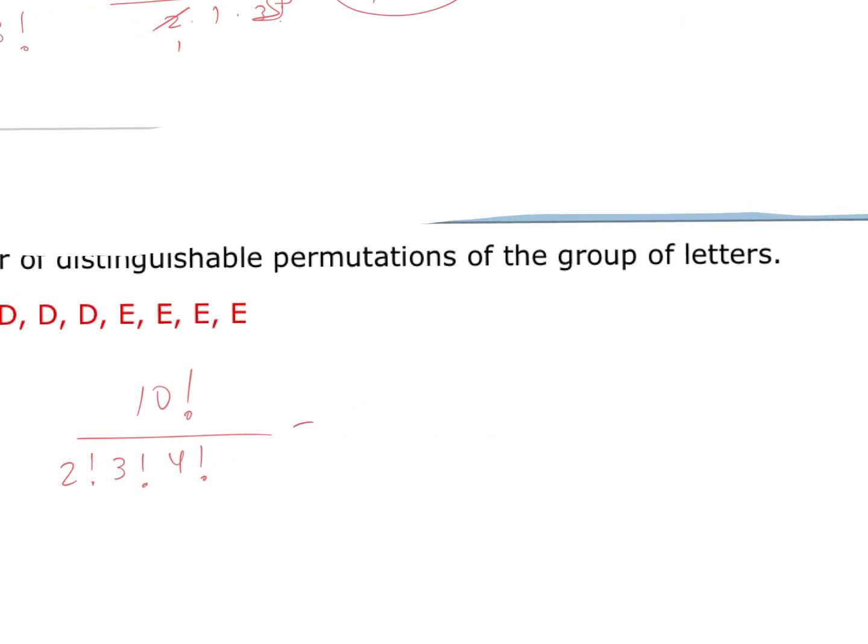Write it out. 10 times 9 times 8 times 7 times 6 times 5 times. Why can I stop at 4 factorial? Because there's 1 on the bottom. I see that. And write the other ones. 2 times 1 times 3 times 2 times 1. Do you have to write the ones?